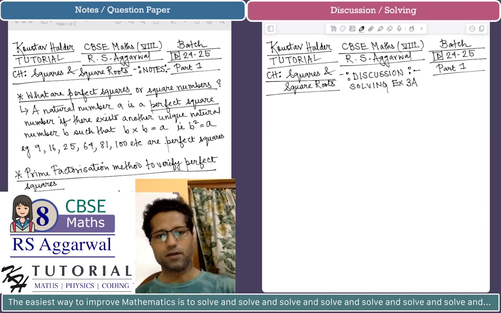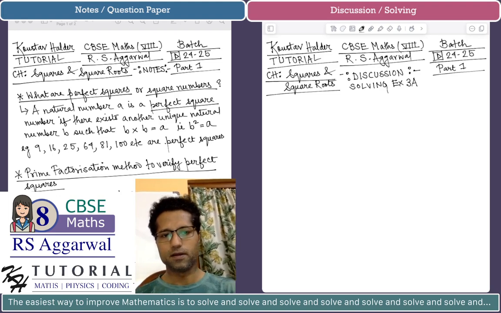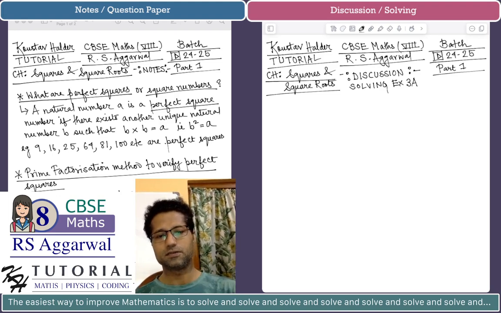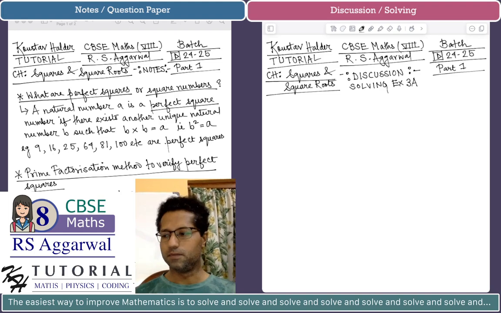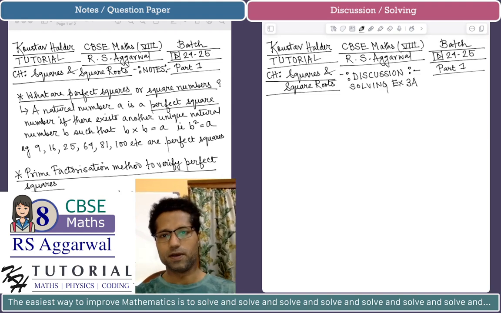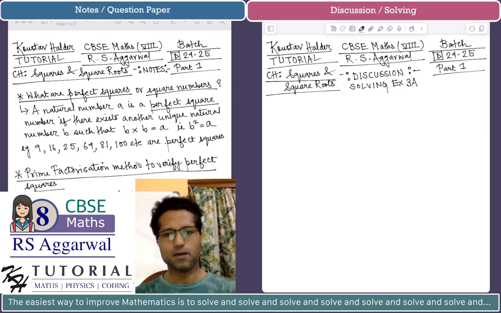So what are perfect squares or square numbers? A natural number A is a perfect square or a square number if there exists another unique natural number B such that B multiplied by B gives A, that is B square equals A. For example, 9 is a perfect square or square number. Perfect square or square number means the same thing. We know that 9 is a perfect square because 9 is 3 multiplied by 3, that is 3 square.